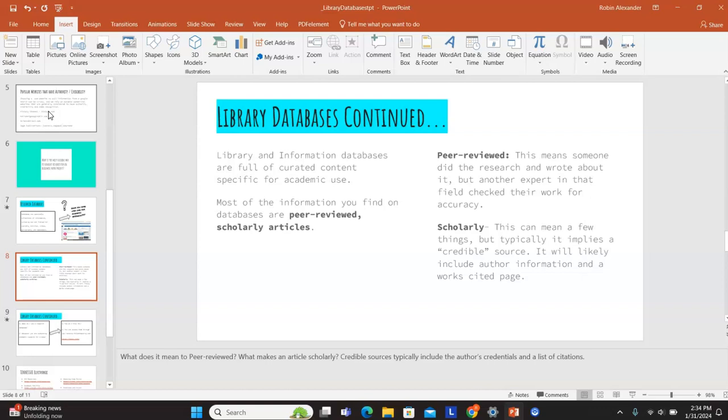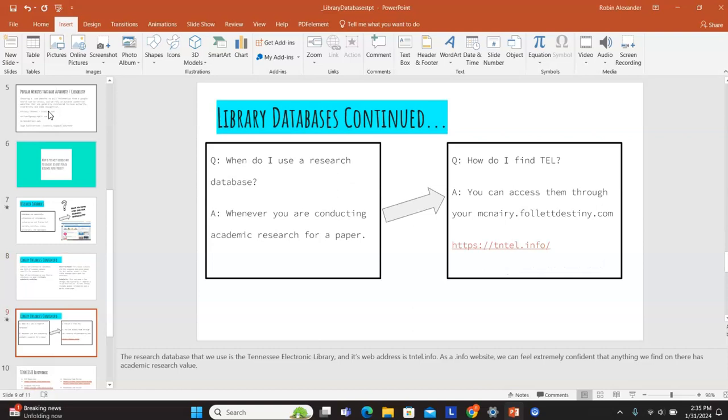Library and information databases are full of curated content specific for academic use. Most of the information you find on databases are peer-reviewed scholarly articles. Well, what does it mean to be peer-reviewed? Peer review means that someone did and wrote research about a topic, but another expert or experts in that field checked their work for accuracy. Scholarly implies it's from a credible source. It will likely include author information and a works cited page.